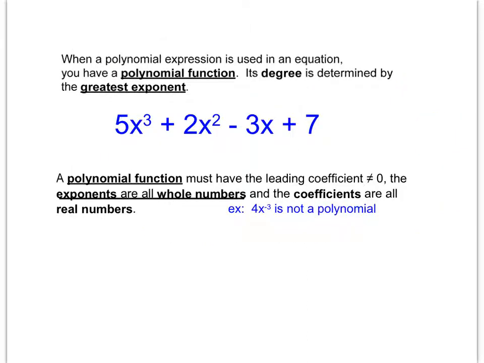Okay, so once again here is an example of a polynomial function. Its degree is determined by the greatest exponent. So in this case, it's a third power, which we also call an odd power. Okay, the polynomial function must have the leading coefficient not equal to 0. In this case, it's 5, and more importantly, it's a positive 5. The exponents are all whole numbers, as we said. And notice now, this is not an example of a polynomial function because the exponent is -3.